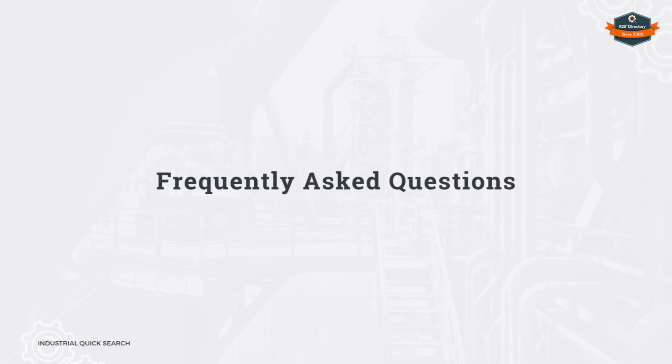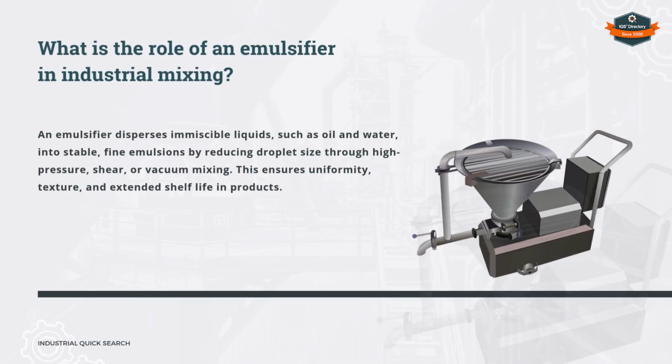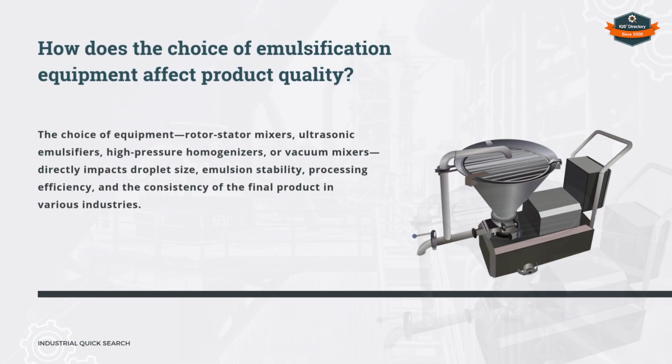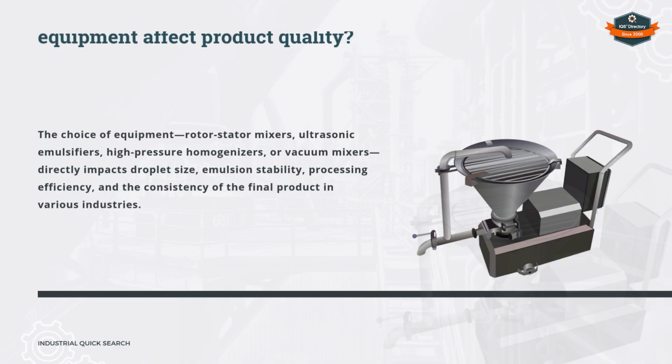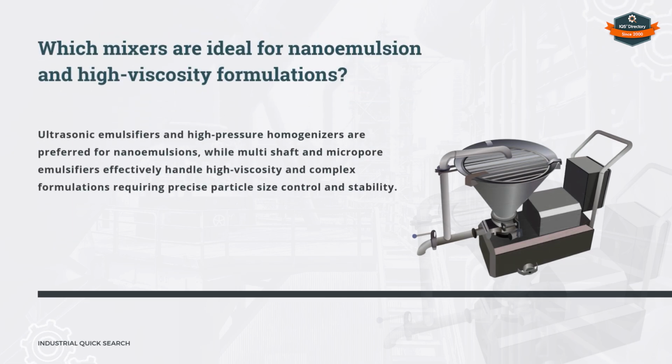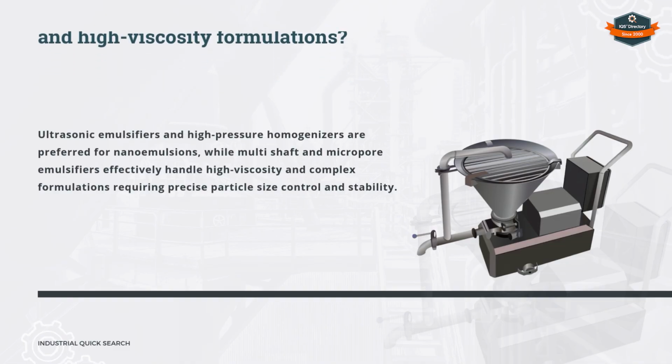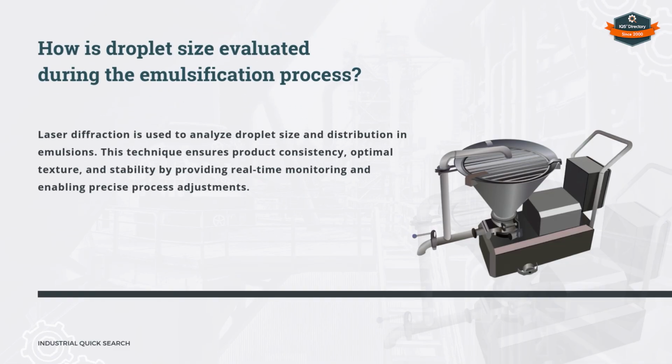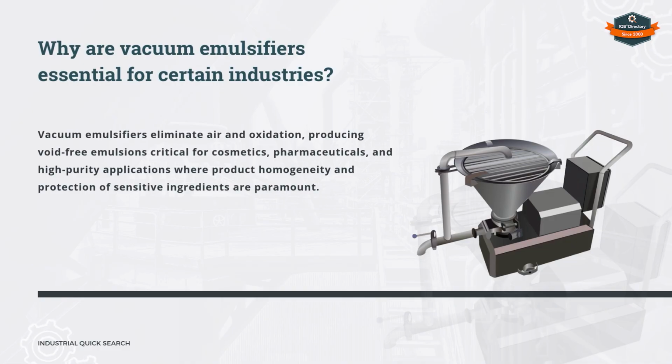Frequently asked questions. What is the role of an emulsifier in industrial mixing? How does the choice of emulsification equipment affect product quality? What scientific principles support the formation of stable emulsions? Which mixers are ideal for nanoemulsion and high-viscosity formulations? How is droplet size evaluated during the emulsification process? Why are vacuum emulsifiers essential for certain industries?